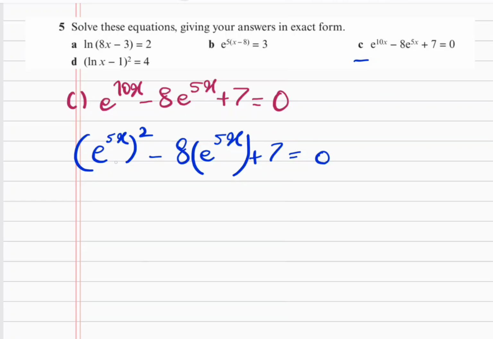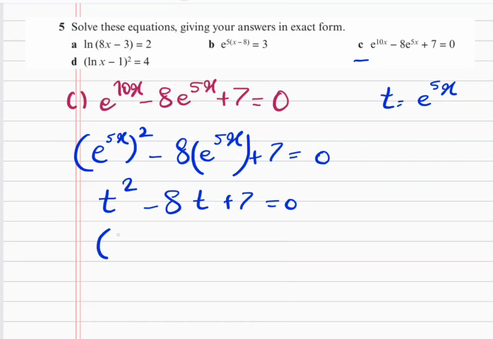So we can set the term inside the bracket equal to a new variable, let's say t, and that way this becomes a quadratic. When we substitute t, this becomes t squared minus 8t plus 7 is equal to 0, and this is a very simple quadratic. And so we can do (t minus 7) times (t minus 1) is equal to 0. Therefore, one solution is 7, the other one is 1.